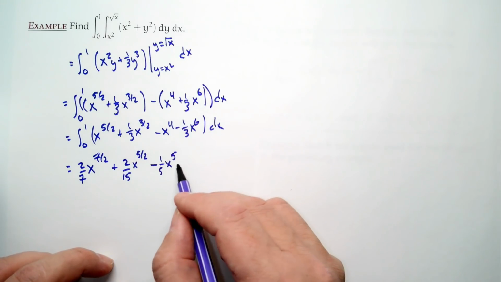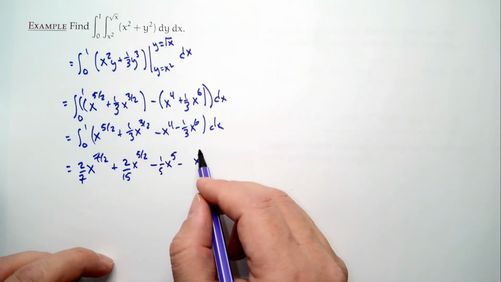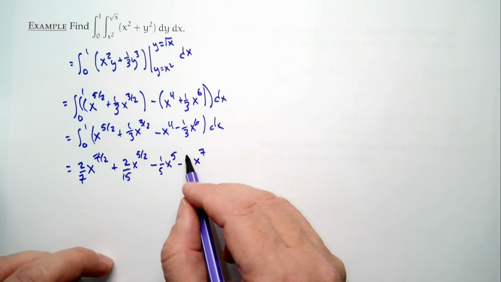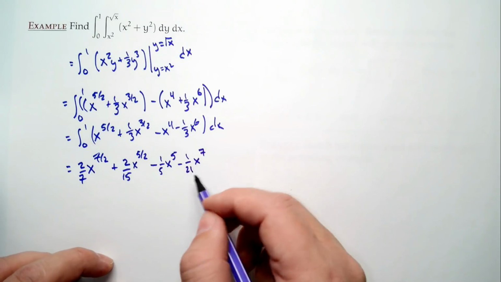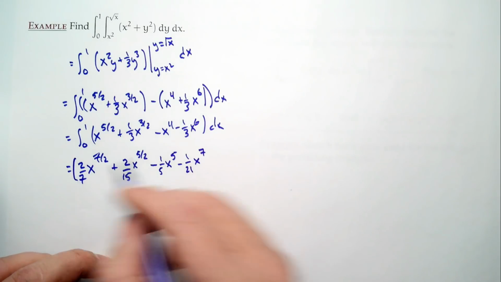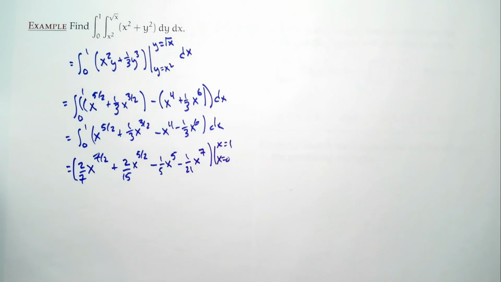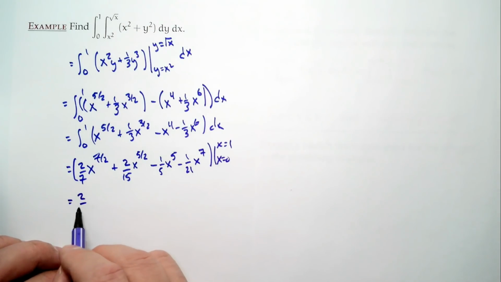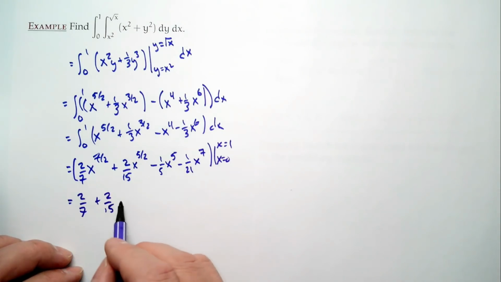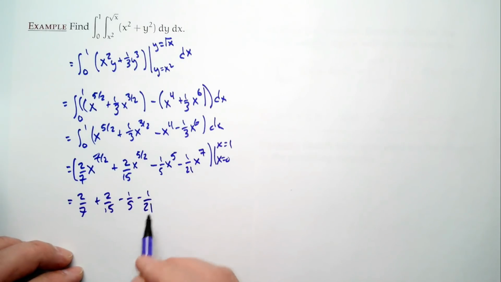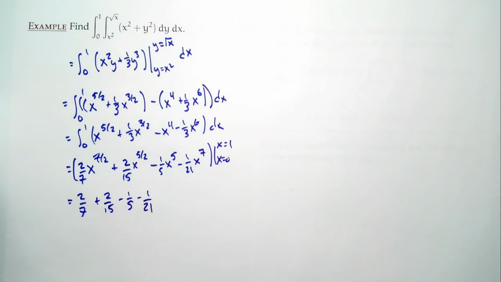Okay, last term, x to the 7 multiplied by 1/21, because we already have a third, and then we're going to multiply by another 7th. And this is going to be evaluated from x equals 0 to x equals 1. The nice thing is when you plug in 0, you get 0. So you plug in 1, and you get 2/7 plus 2/15 minus 1/5 minus 1/21, which, of course, would be perfectly okay if we were on a test. But we're not in a test. We should keep going. All right, if we wanted to finish this, what would we do next?